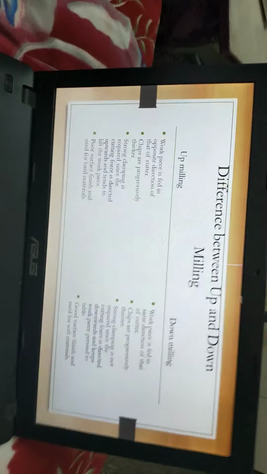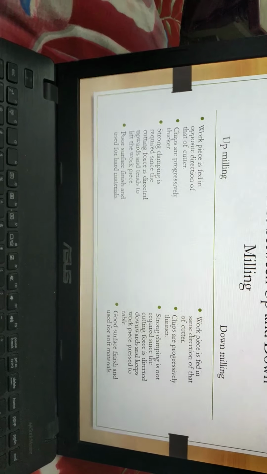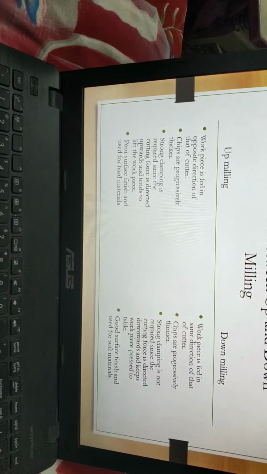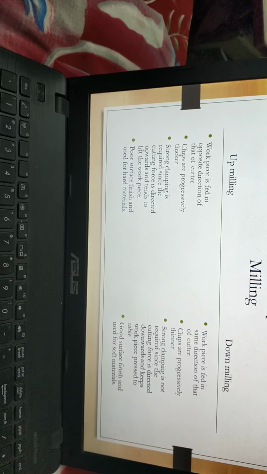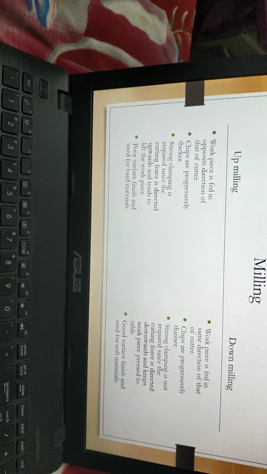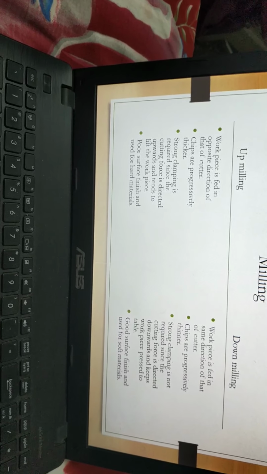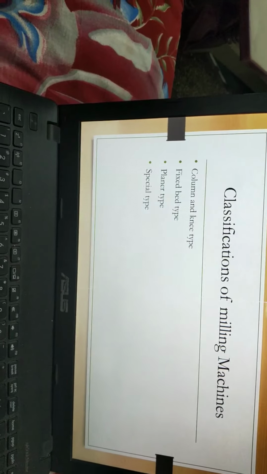Difference between up milling and down milling: in up milling the workpiece is fed in the opposite direction of the cutter, in down milling the workpiece is fed in the same direction. Chips are thicker in up milling, thinner in down milling. Strong clamping is required in up milling since the cutting force is directed upwards and tends to lift the workpiece. Strong clamping is not required in down milling since the cutting force is directed downwards, keeping the workpiece pressed to the table. Poor surface finish in up milling, good surface finish in down milling. These are the basic differences.